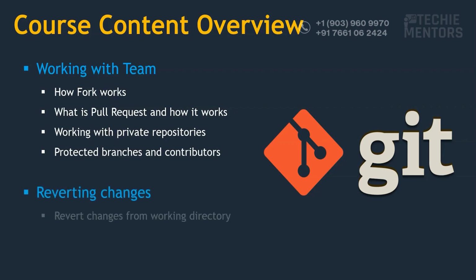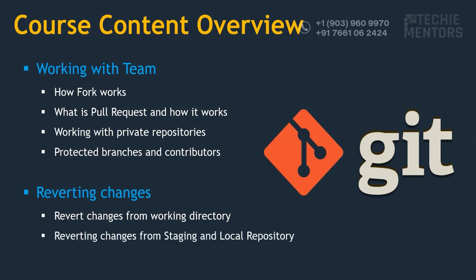Next, reverting changes. If we have made any changes to our working directory, how can we revert? In a similar way, how can we revert from the staging area, the local repository, and the git ignore file?